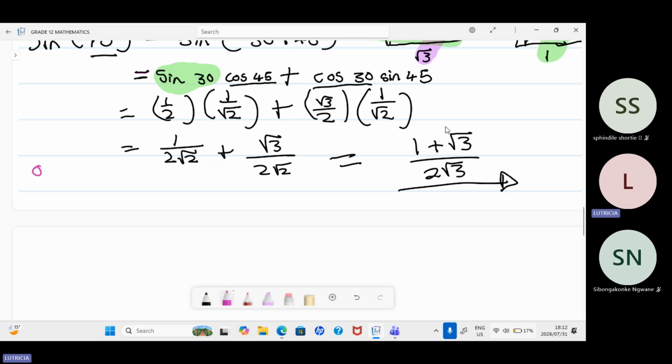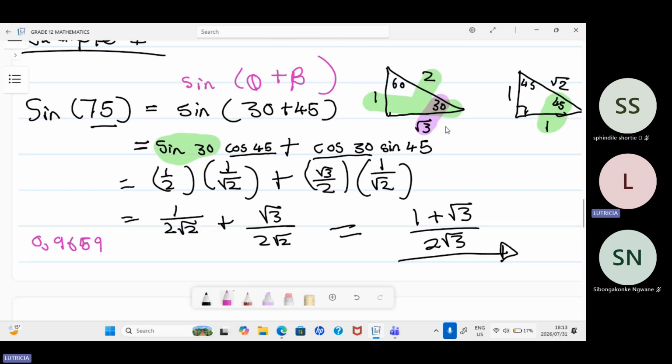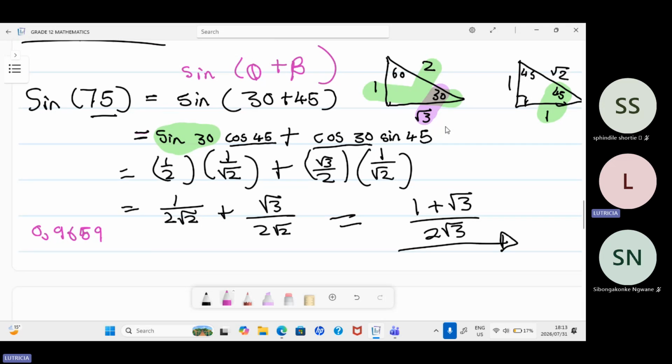Plus root 3 over 2 root 2. Turns out it's not the same. So I must have done something wrong somewhere.